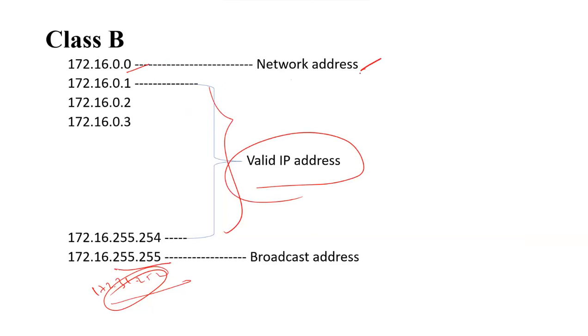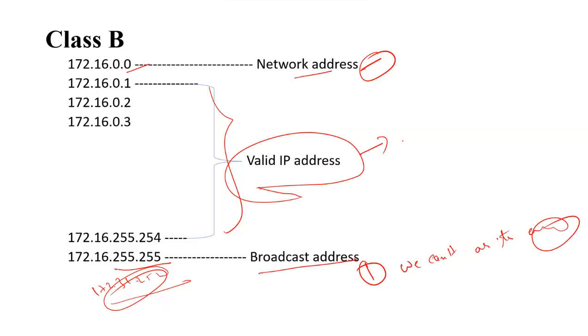This network address and broadcast address, we can't assign to any network device. We are not supposed to assign the broadcast address and network address to any other device. Only the valid IP addresses available can be assigned to network devices or hosts. But the network address and broadcast address can't be assigned to any network device or host.